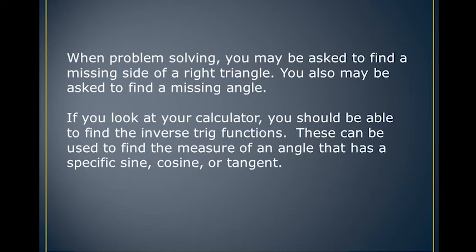When problem solving, you may be asked to find a missing side of a right triangle. You also may be asked to find a missing angle. If you look at your calculator, you should be able to find the inverse trigonometric functions also. They usually work by pressing shift and then pressing sine, cos, or tan. These can be used to find the measure of an angle that has a specific sine, cos, or tangent value. So the key here is, whenever we are finding the angle, we are supposed to use the inverse trigonometric ratio.